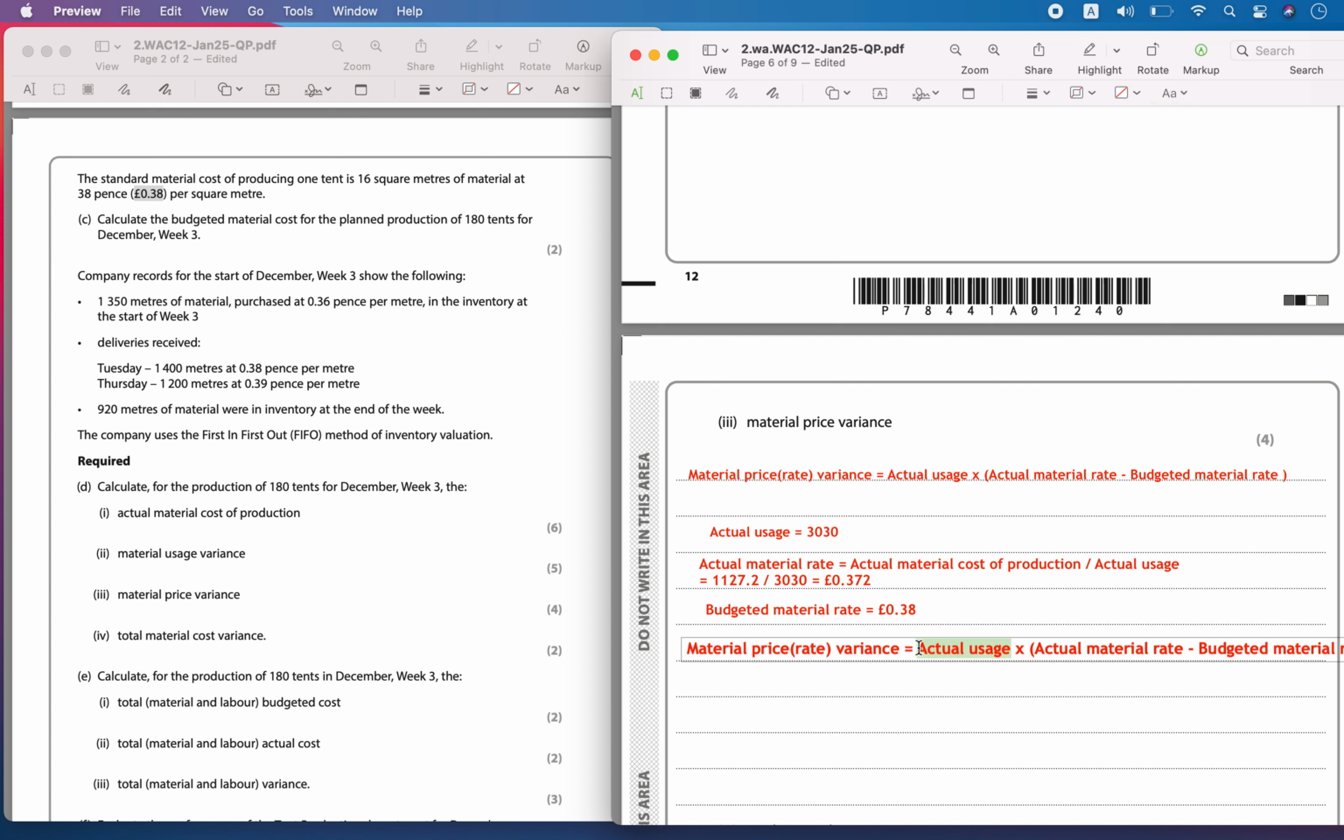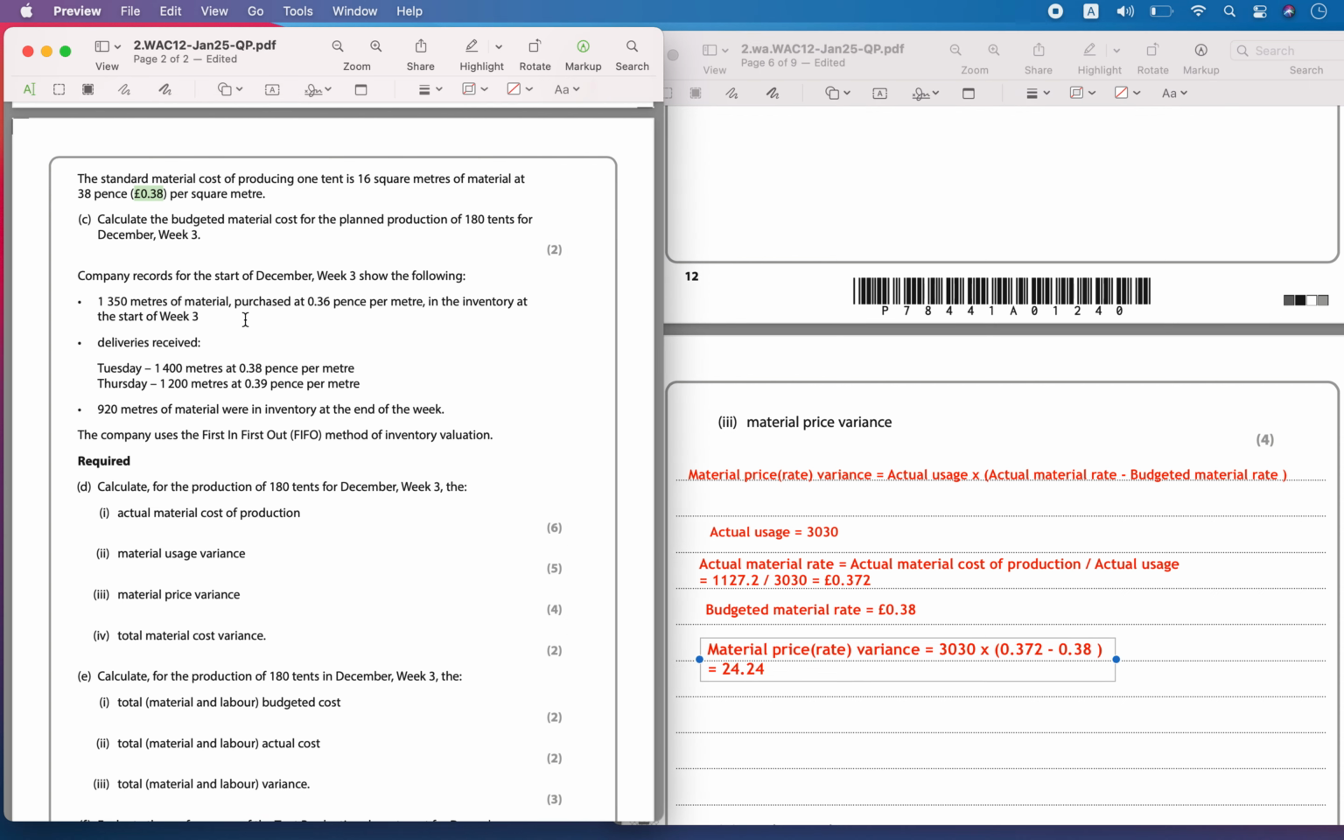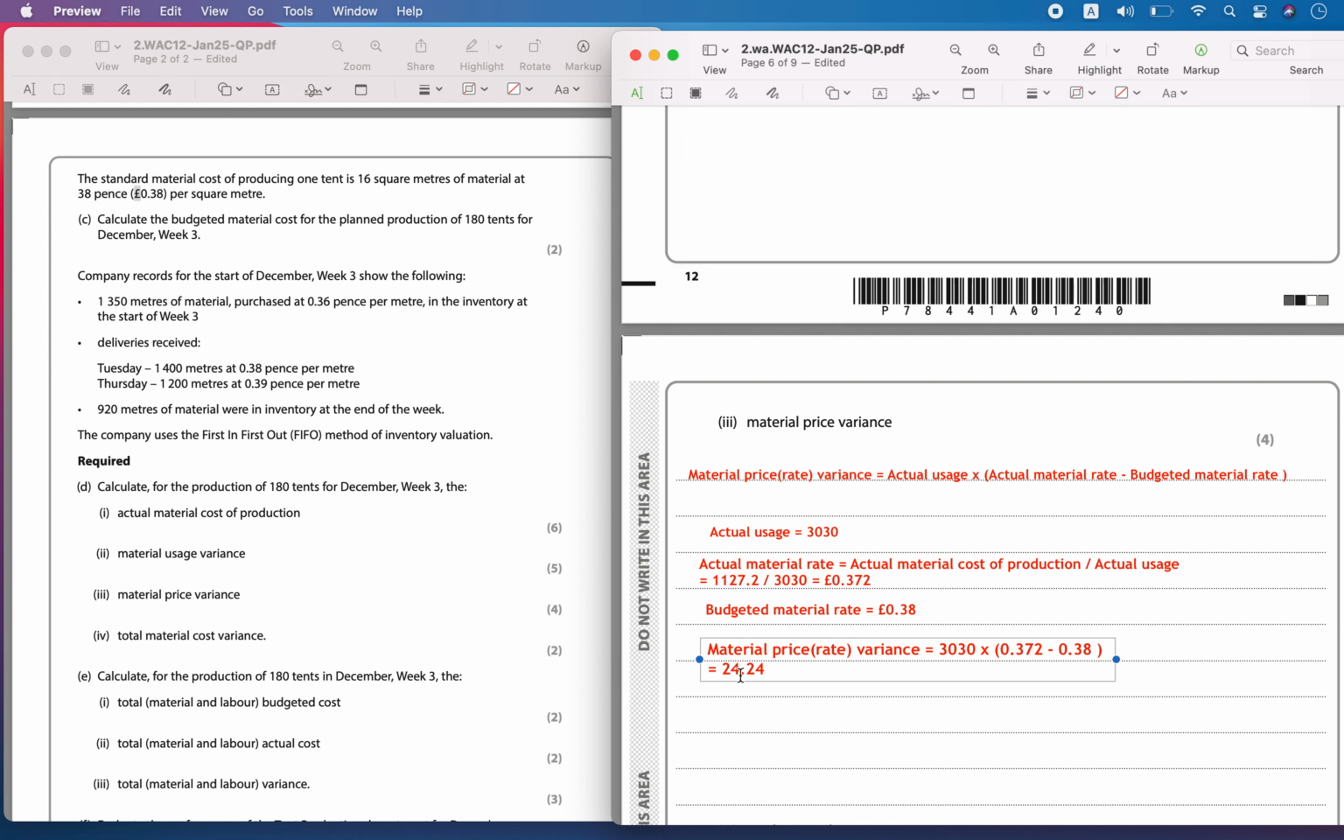is equal to the actual usage, 3030, times the actual material rate, 0.372, minus the budgeted material rate, 0.38. So that is equal to 24.24 pounds. Now we can see that the actual rate has become less than my budgeted rate, so I'm going to call this favorable. It has been within my budgeted limits. So this was a favorable price rate variance which I had been able to fix and use properly.